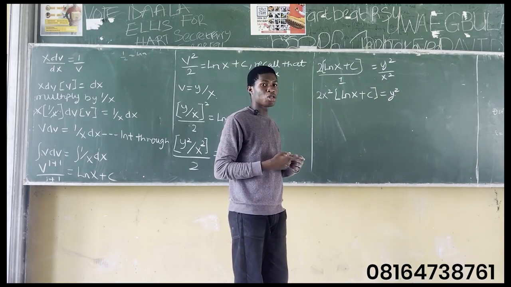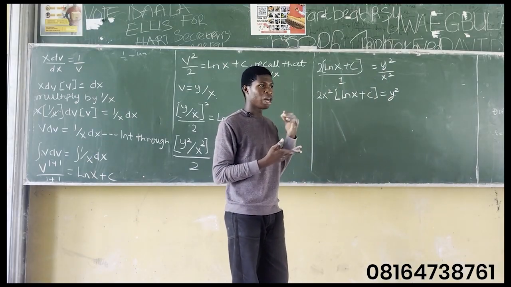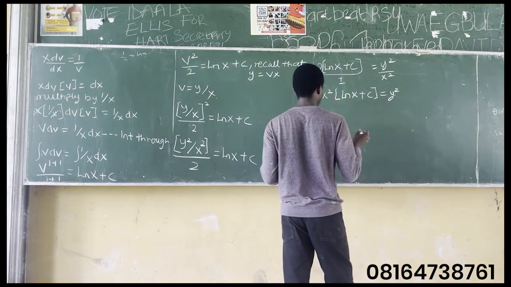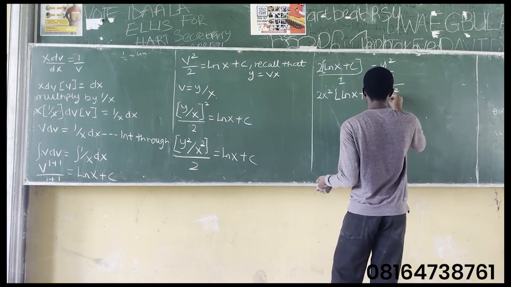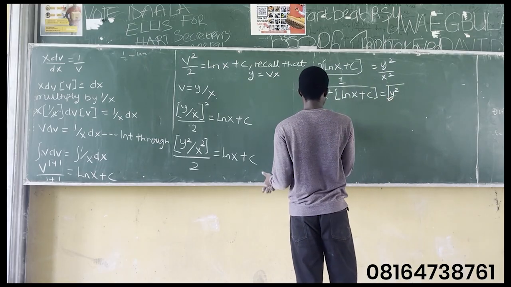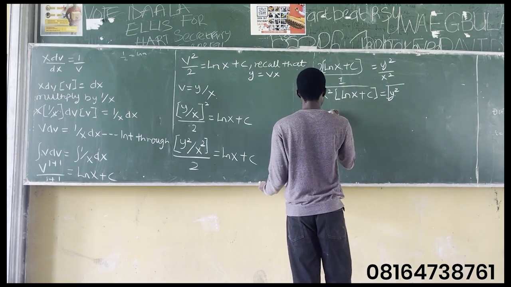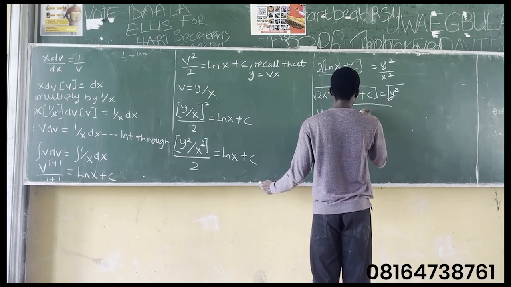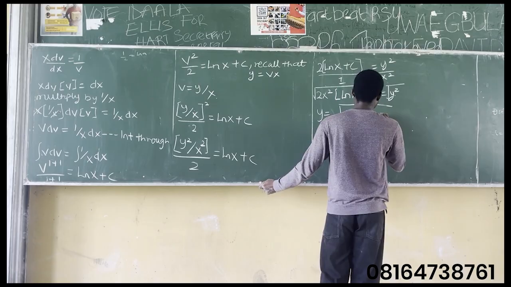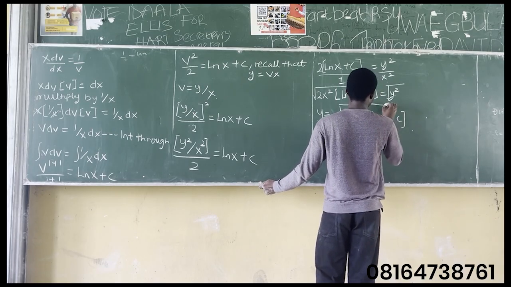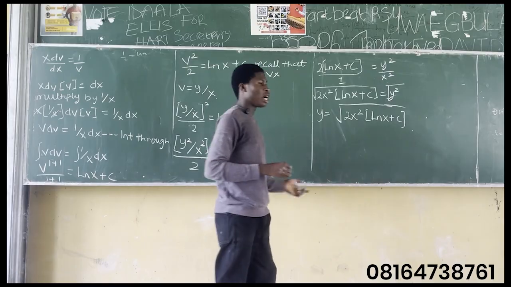Don't forget that they asked us for the value of y. We are solving for the value of y and not y squared. So now we are going to be taking the square root of this side and also the square root of this side. So we'll be left with y is equal to the square root of 2x squared (ln x plus c). So this is our final answer.